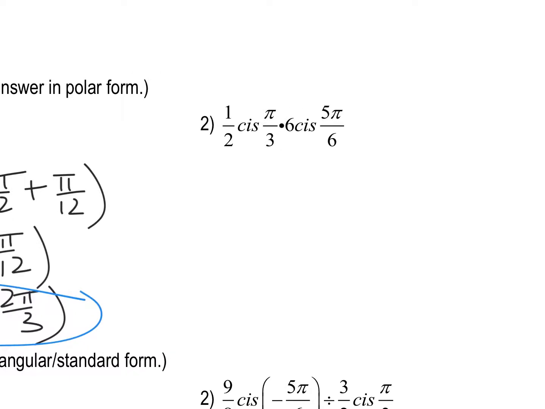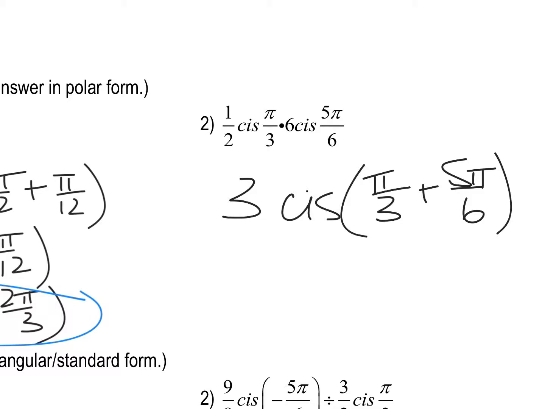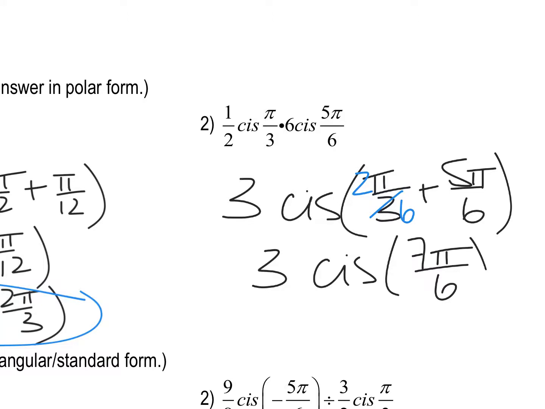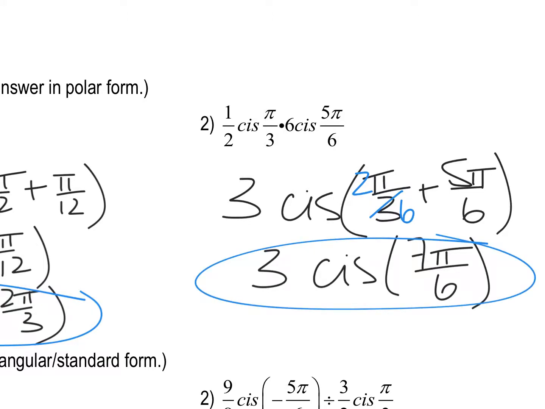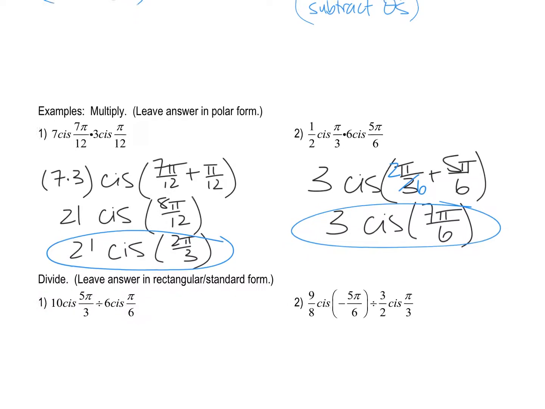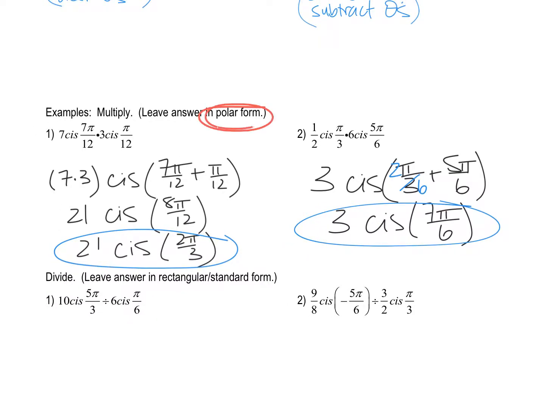Let's try another one. Again, I'm going to take my two r's and multiply them together. So 1/2 times 6, that's going to give me 3. And I'm going to add my two thetas together. So pi over 3 plus 5 pi over 6. I need to change this into a common denominator, so I'm going to change this into a 6 and make that a 2. So that's going to give me 7 pi over 6. And that is my final answer for that one. I'm leaving my answers in cis form because it asked me to leave it in polar form. And remember that cis is polar language.